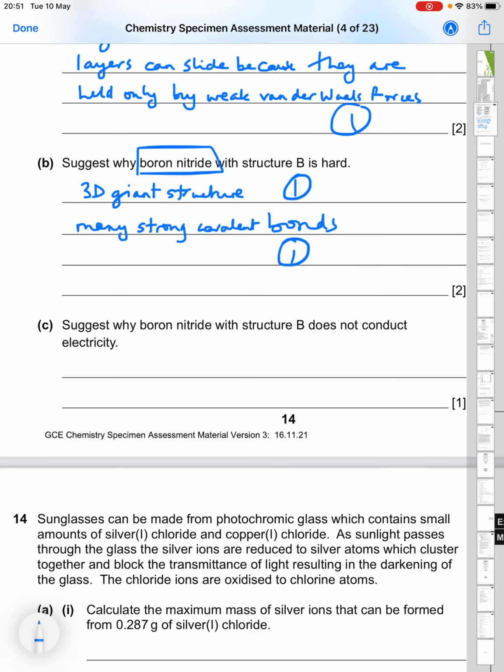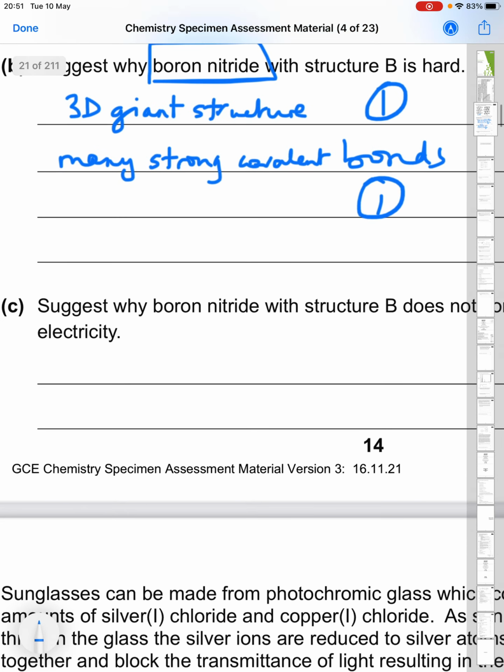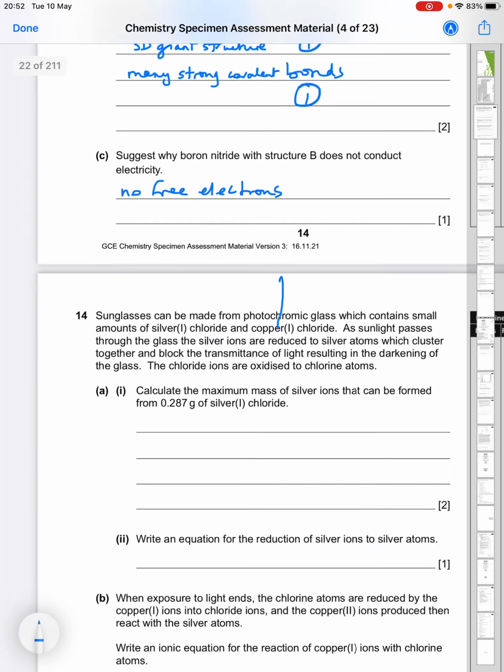Suggest why boron nitride with structure B does not conduct electricity. Well, all the bonds are used up. There are no free electrons. You could say all the electrons are used in bonds, but it's the same thing.